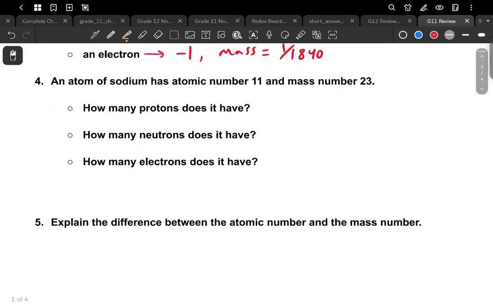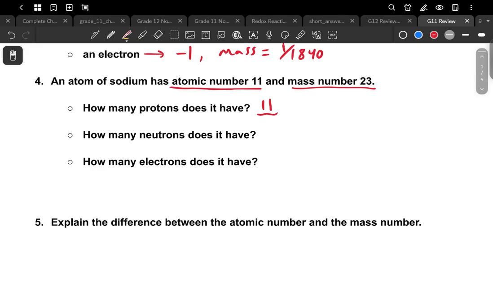An atom of sodium has atomic number 11 and mass number of 23. Okay, so this is the atomic number and this is the mass number. How can we get the number of protons, neutrons, and electrons? Focus at this part here, guys. The atomic number is actually the number of protons. So how many protons does it have? It's 11 protons, as the atomic number is 11.